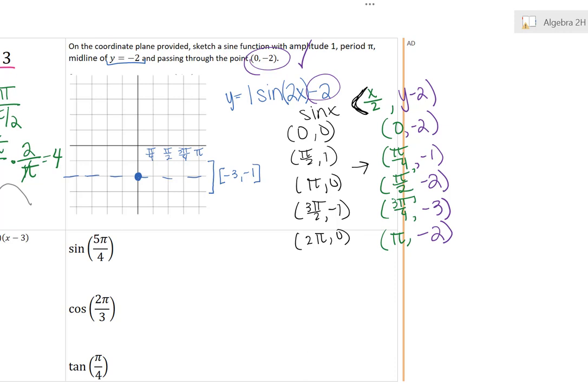So let's get this graphed. We should have 0, negative 2, pi over 4, negative 1, negative 2, negative 3, and back. Make sure that you are, let's make that a little bit neater. I should have gone through those points a little bit better. There we go. And you would just be cycling through those values.